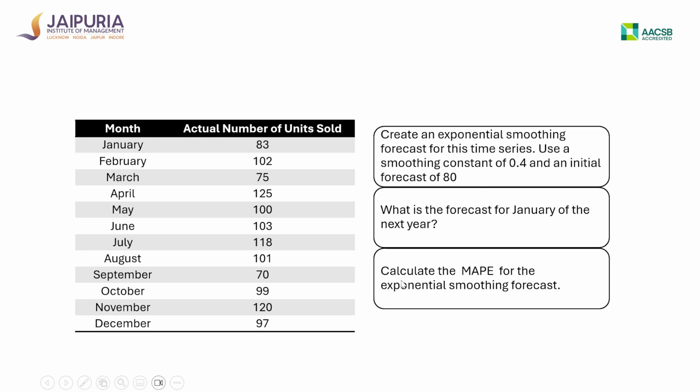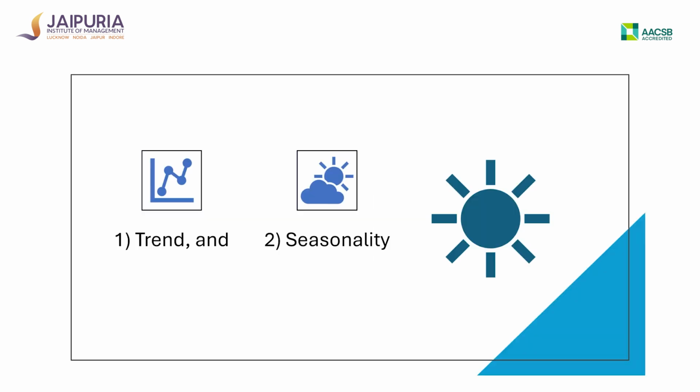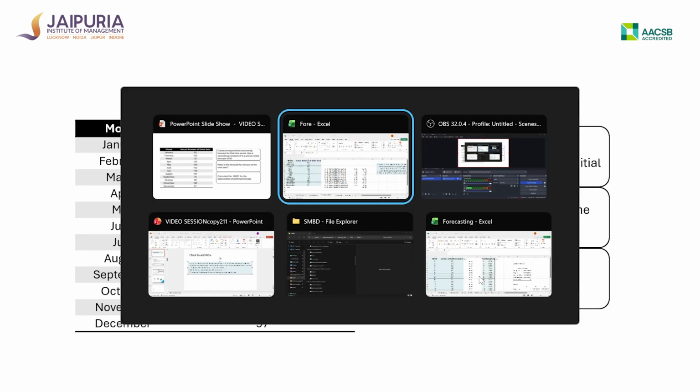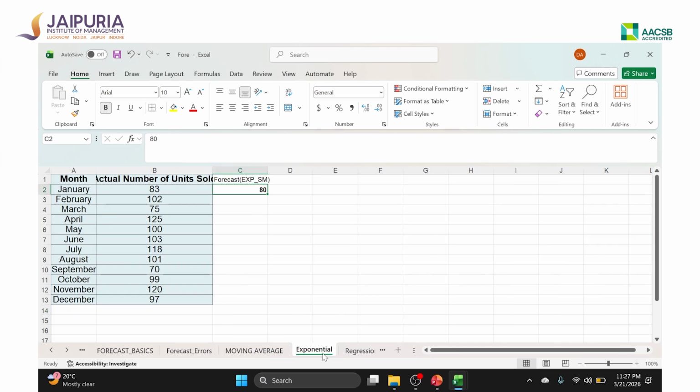We have to then calculate the MAP for the exponential smoothing forecast. Let's get started. Now again we have this example. Initial forecast is already given.